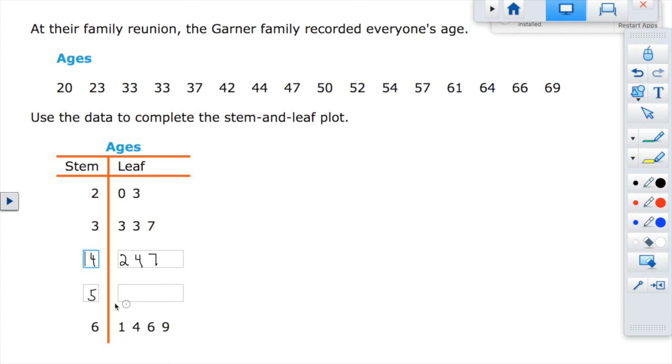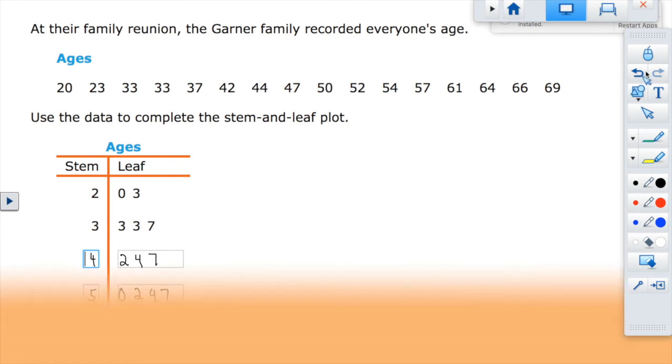For the 50s, I got a 0 for 50. I have a 2 for 52. Again, keeping them lined up. I have a 4 for 54, and I'm going to write a 7 for 57. Now my stem and leaf plot is done.